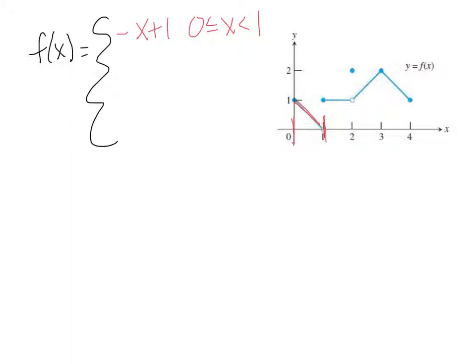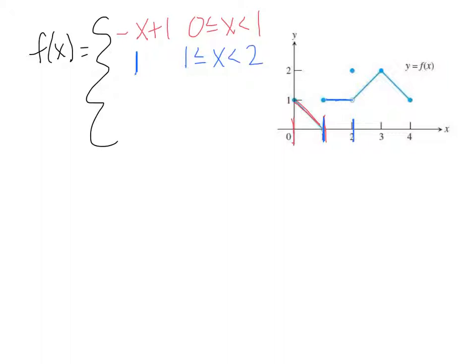Now if we look at this next segment of our graph, this is just a flat line. And remember what we had with our other flat line. It's just that number for that part of the domain. So it's just 1. And it's 1 all the way from 1 to 2, but not including 2. So we would say 1 is less than or equal to x, which is less than 2.